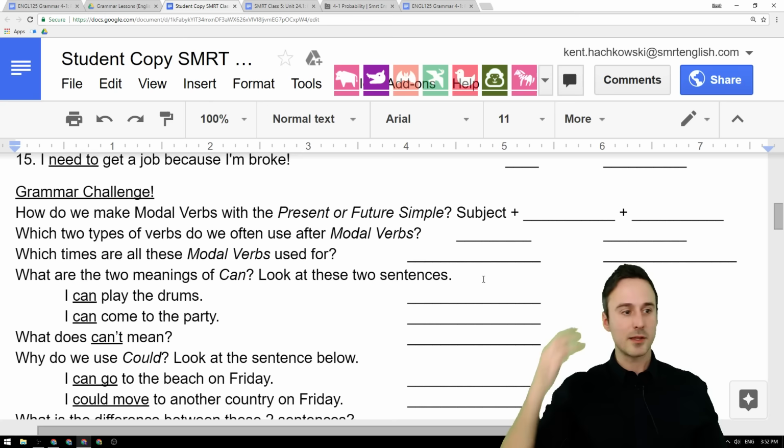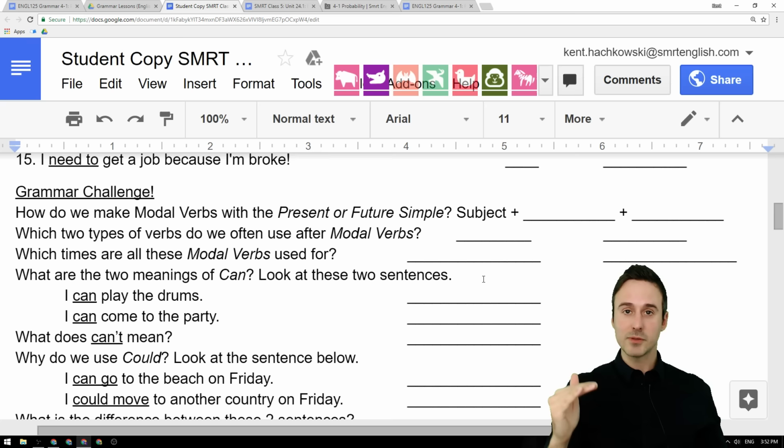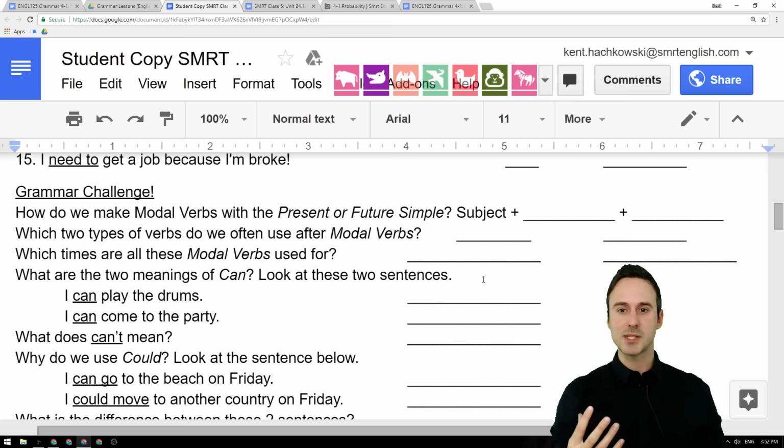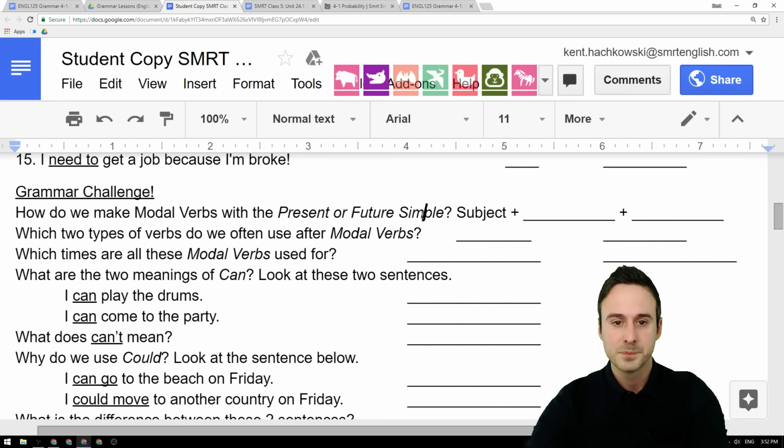If you can understand a lot of these little things, like how to make modal verbs and what is the difference between two, you'll have a better understanding when you use them in the future. Because I'm gonna show you a lot of different kinds of modal verbs today. I think we've used quite a few. So let's take a look and let's start with these questions about modal verbs. So let's start with the first question here.